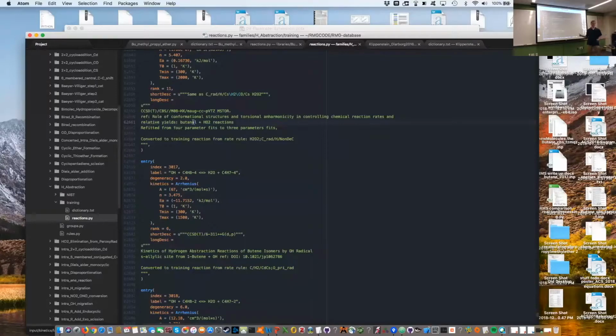So all of them in our training database are elementary. Oh, okay. Thank you so much for asking that question, because that's actually really, really important. Every reaction in the RMG training database has to be elementary, because otherwise it's not one transition state. Yes. That's an excellent question.